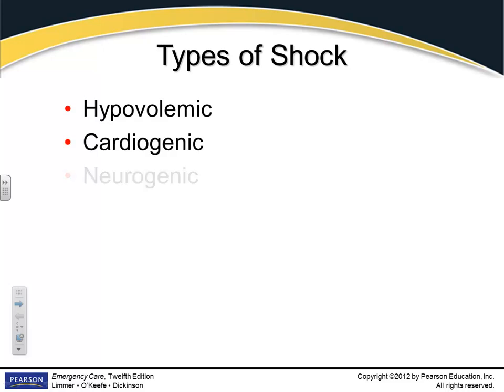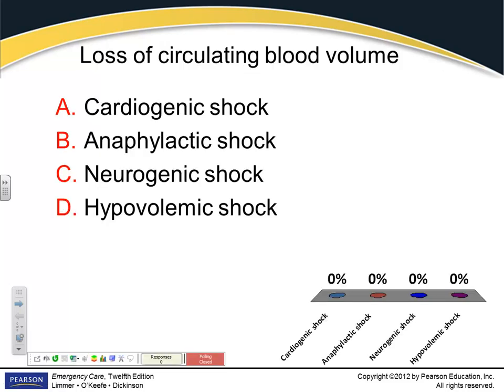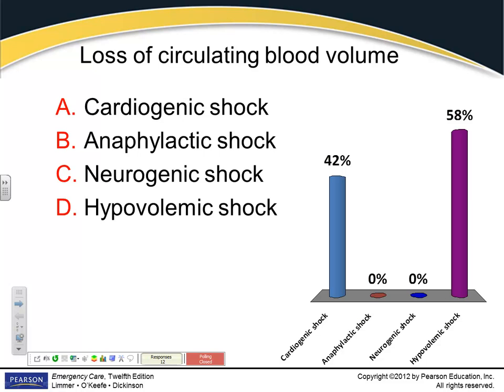Types of shock, we mentioned these: hypovolemic, cardiogenic, neurogenic. Okay, quiz. What is the loss of circulating blood volume? Come on, no sleeping. Somebody's always the last one. Loss of circulating blood volume. Hypo means low, vol means volume: low volume. Loss of circulating blood volume.